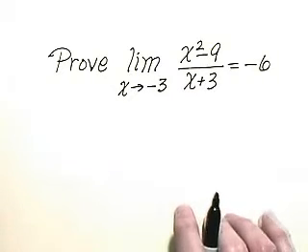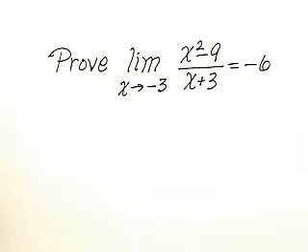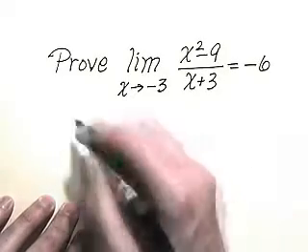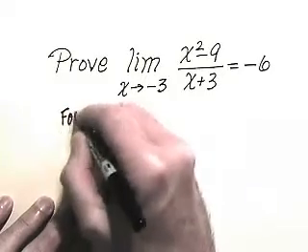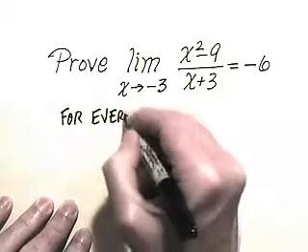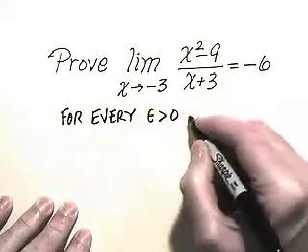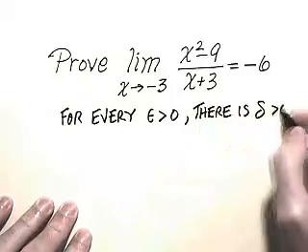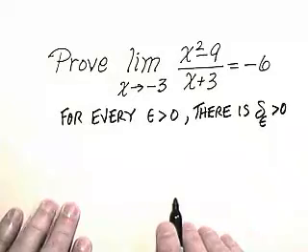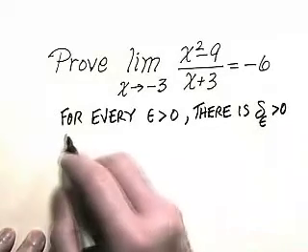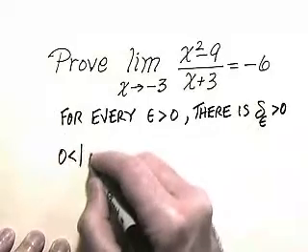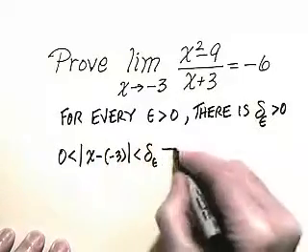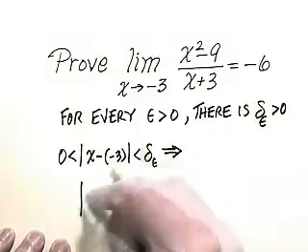Okay, so we must show that for every positive epsilon, there is a delta greater than 0, and of course it's going to have to depend on epsilon, so let me tag it with an epsilon to remind myself of that, so that 0 less than the absolute value of x minus the quantity negative 3, less than delta sub epsilon, implies, in this case, the absolute value of our function (x squared minus 9) over (x plus 3) minus negative 6 is less than epsilon.